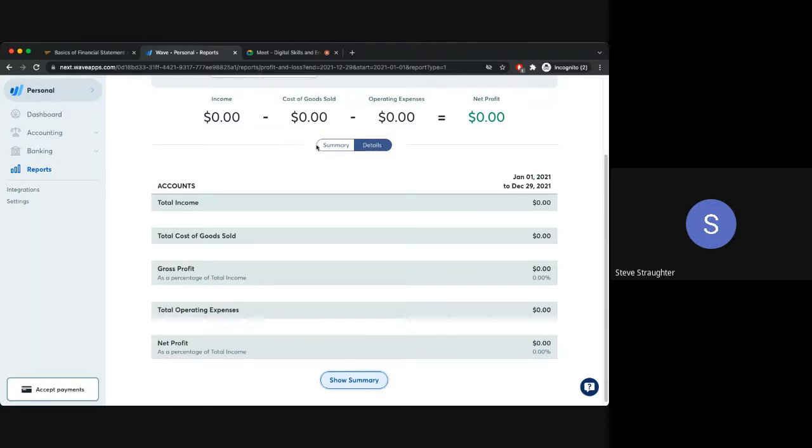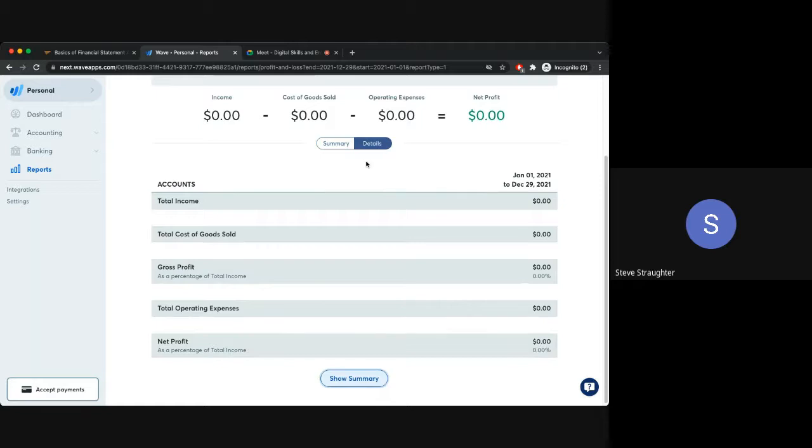But this particular free software, again, we're not being compensated and we're not official partners or sponsors. We find it to be very useful for bringing in that information so you don't have to do as much work.